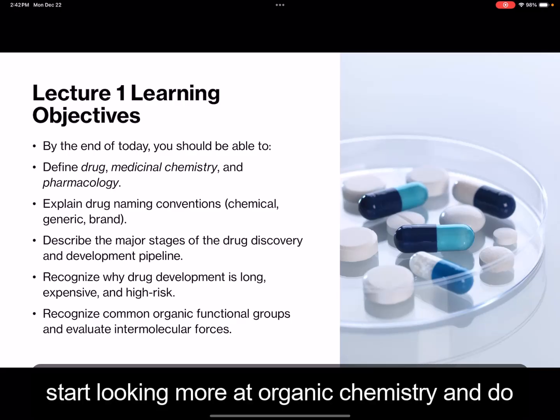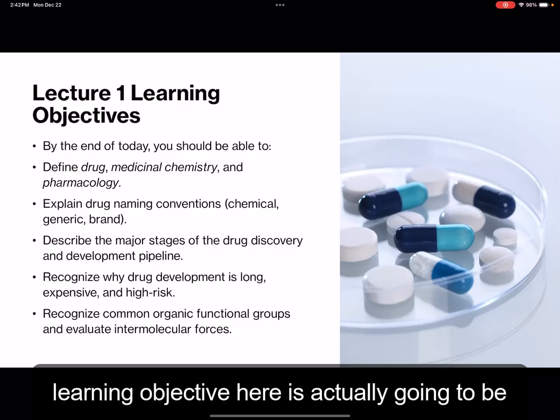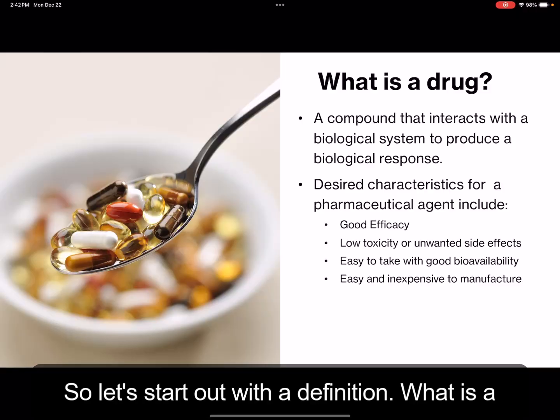We'll start looking more at organic chemistry and do a mini review in Lecture 2. So that last learning objective here is actually going to be covered in Lecture 2. So let's start out with a definition.